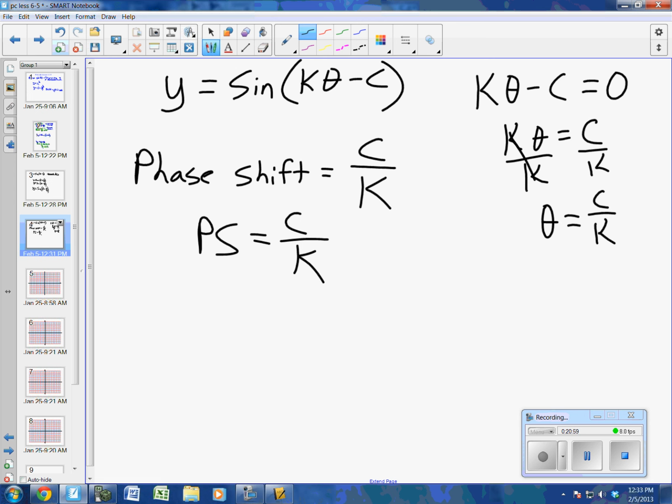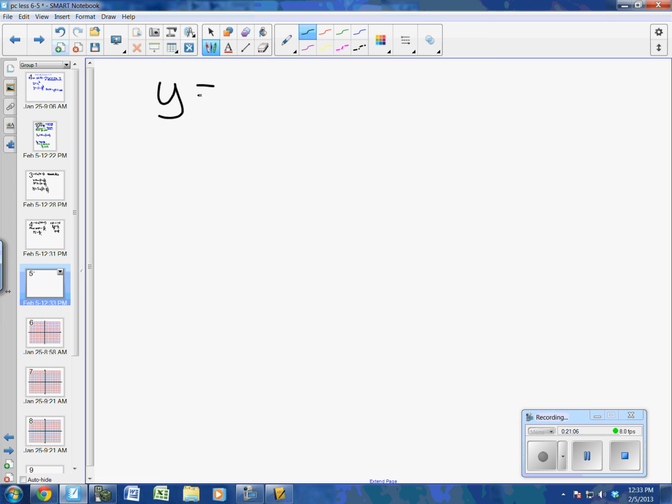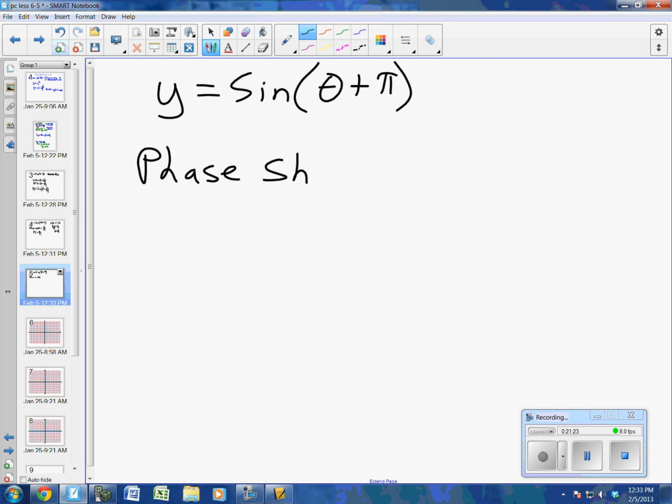What if I gave you a problem like y equals sine of theta plus pi? And I want to know, what is the phase shift? I'm going to give you guys 30 seconds to see if you can figure this out with your shoulder partner. Go.